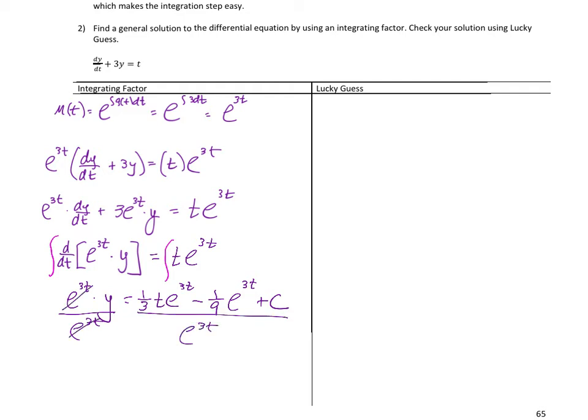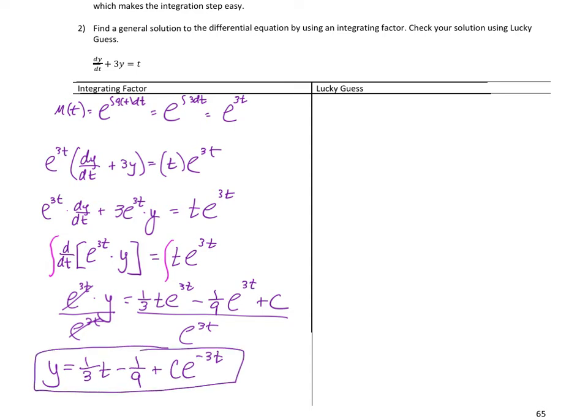So these cancel, and we end up with y equals. So now I'm going to divide this e to the 3t into each term of the numerator. So I have 1/3 t minus 1/9 plus c e to the negative 3t. That's the same thing as c over e to the 3t. So there we go, general solution.